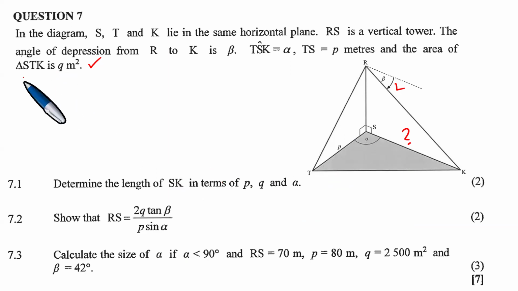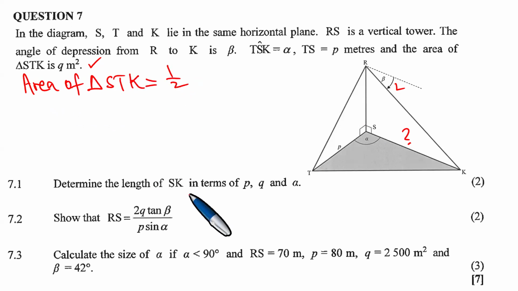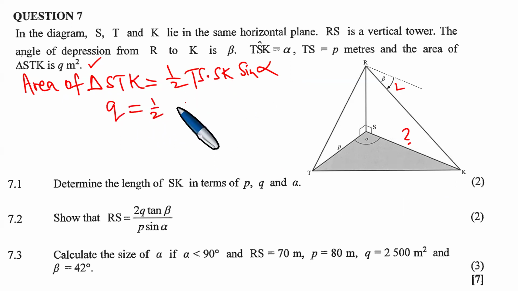So you have the area of triangle STK. Now the area of triangle STK is half what? So it's going to be half TS, SK, the sine of alpha. So the area of triangle STK is half TS times SK times sine alpha. What is the area of the triangle STK? Q. What is TS? P.